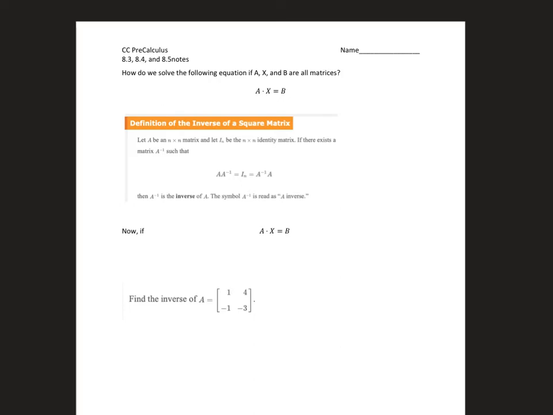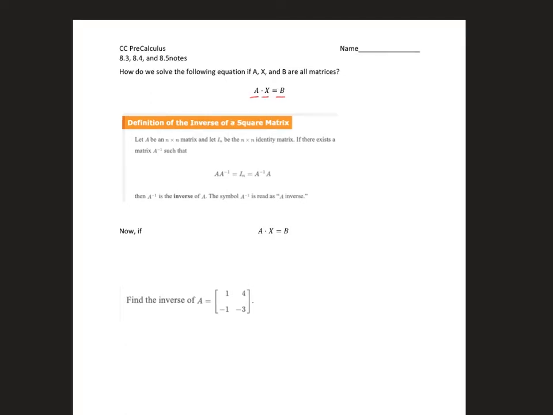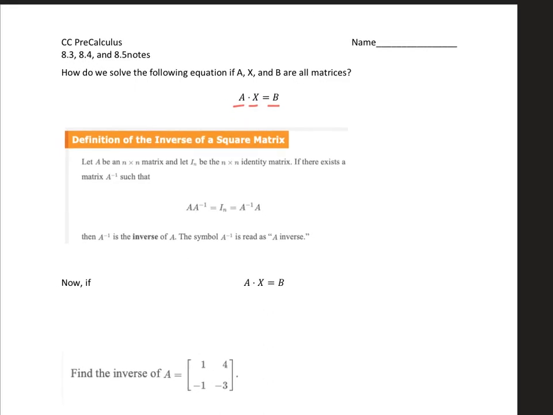Okay, so suppose we had this equation where A and X and B are all matrices. Now, if we had this equation in algebra 1, and we just had AX equals B, and they were all numbers, we just divide both sides by A, and we would know what X equals. However, for matrices, we only have addition, subtraction, multiplication. We don't have any division. So we can't just divide both sides by matrix A and find X that way. That's a deal breaker.